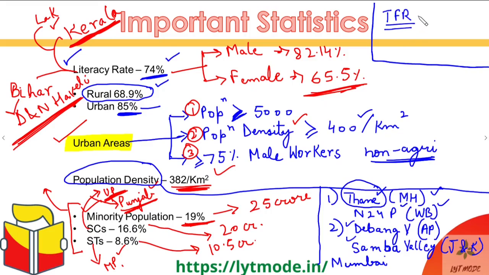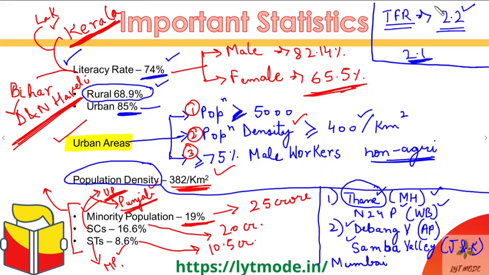There's something known as the total fertility rate or the TFR, and the TFR for India is 2.2 as per the 2011 census. Okay, but right now, according to some recent reports given by the Niti Aayog, it has come down to around 2.1. 2.1, not percent, 2.1.